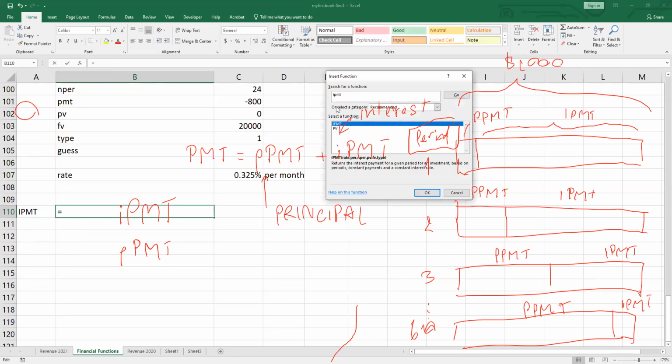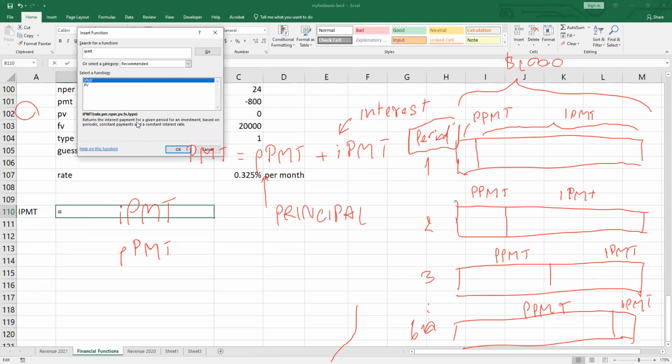So let's see the function IPMT. For the function IPMT here, we said that this function returns the interest payment for a given period for an investment based on periodic constant payment and constant interest rate. If you have a look, we have the arguments that are rate, per, PV, FV and type. For rate, PV, FV and type, you're familiar with it. But what is per? Per is period.